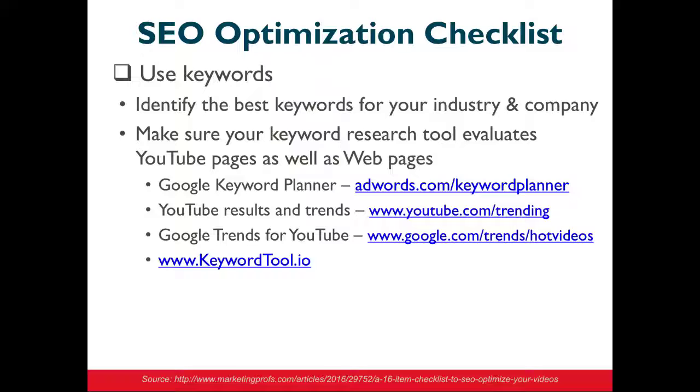You can also use things like Google Keyword Planner, which is part of AdWords, YouTube Results and Trends, Google Trends for YouTube, or keywordtool.io, which is free, but you have to create an account for it. I've put all the web addresses for those there, but you might want to check those out and use those to get some ideas for specific keywords you could use.